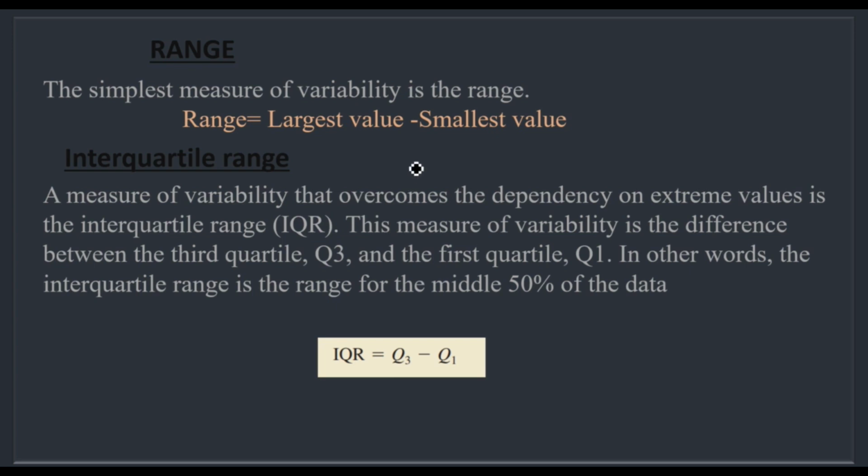What is range? Largest value minus smallest value in the data set. Easy. If 5 is the smallest value and 100 is the largest value, we can say that 100 minus 5, 95, is the range of this data set.